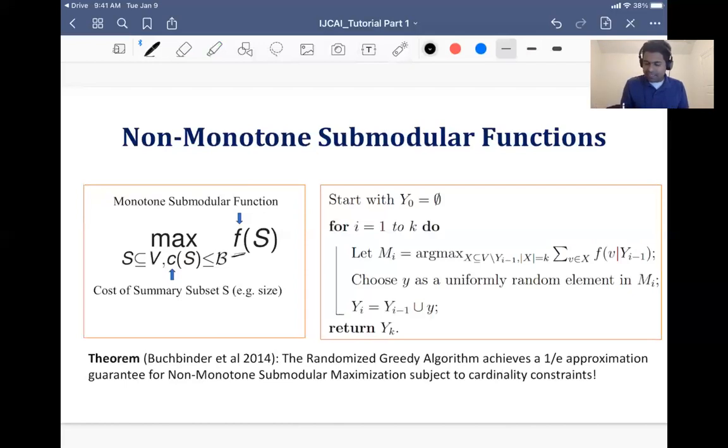So essentially it tries to maximize this sum, and maximizing this sum is the same as picking the top k and picking a uniform random element y from the set M_i, which is the top k set, and then you add y. This randomized greedy algorithm actually has the required guarantee, which is 1 over e. Again, slightly worse. 1 over e is roughly 0.37. So it's not as good as 0.5 or 0.63, but this is still a constant factor again, right?